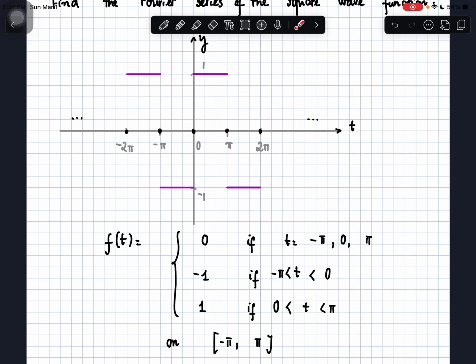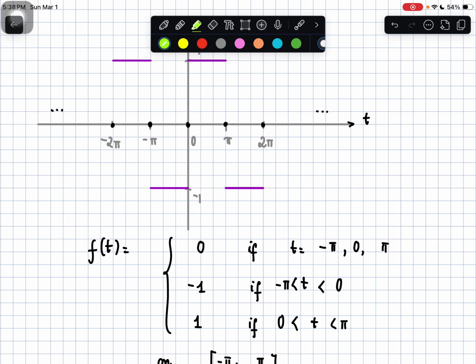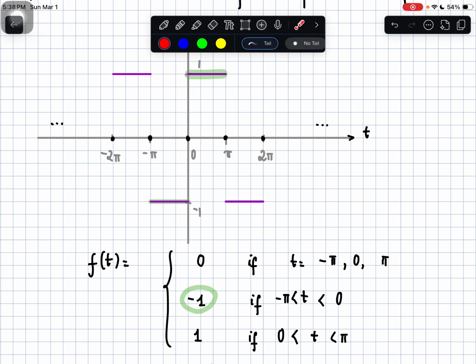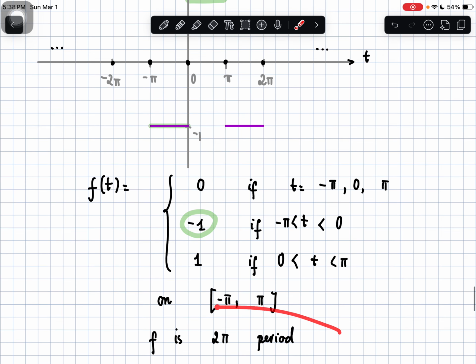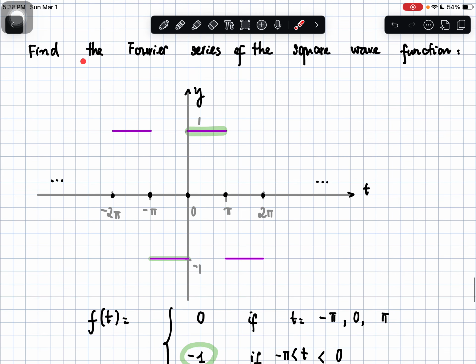That's our function. So here's the highlight of our function. Equal to -1 for t between minus pi and 0. Equal to 1 for t between 0 and pi. And equal to 0 at those points, minus pi, 0, pi. Other than that, you keep repeating this pattern again and again. It has 2 pi as a period. So let's compute the Fourier series of this function, the square wave function.